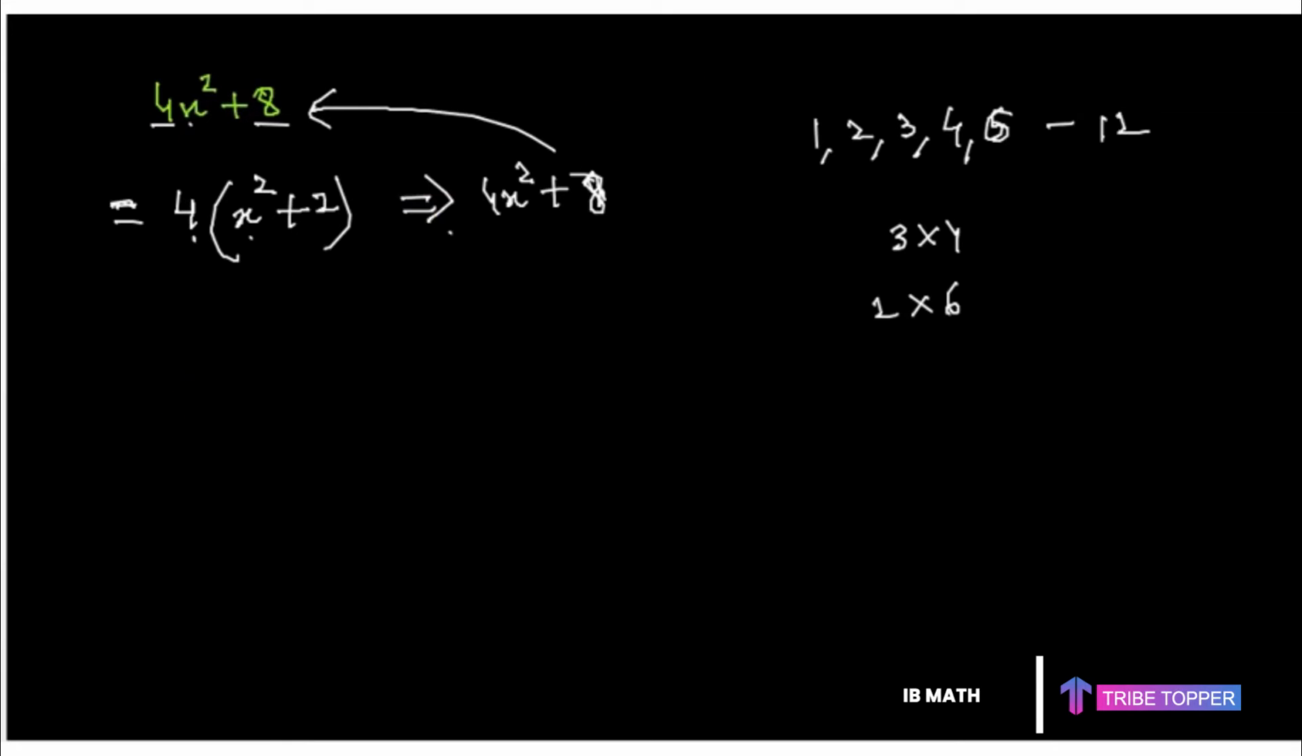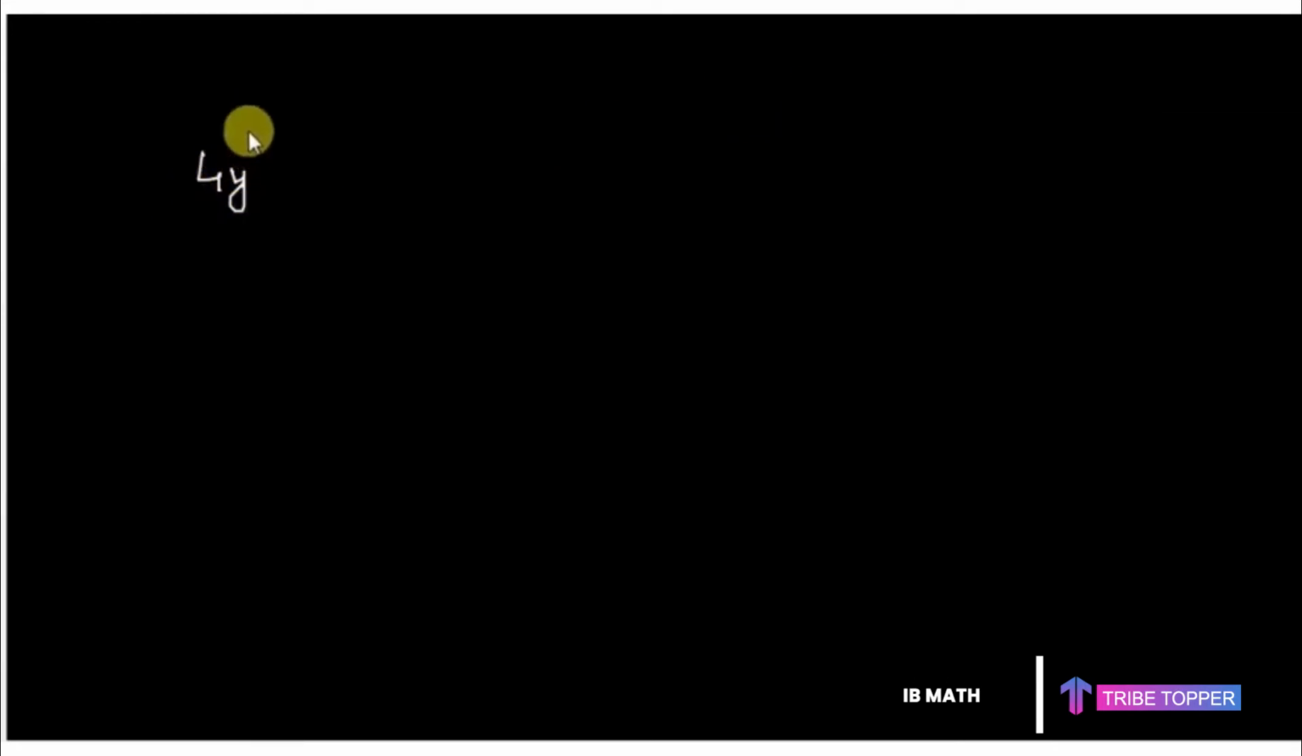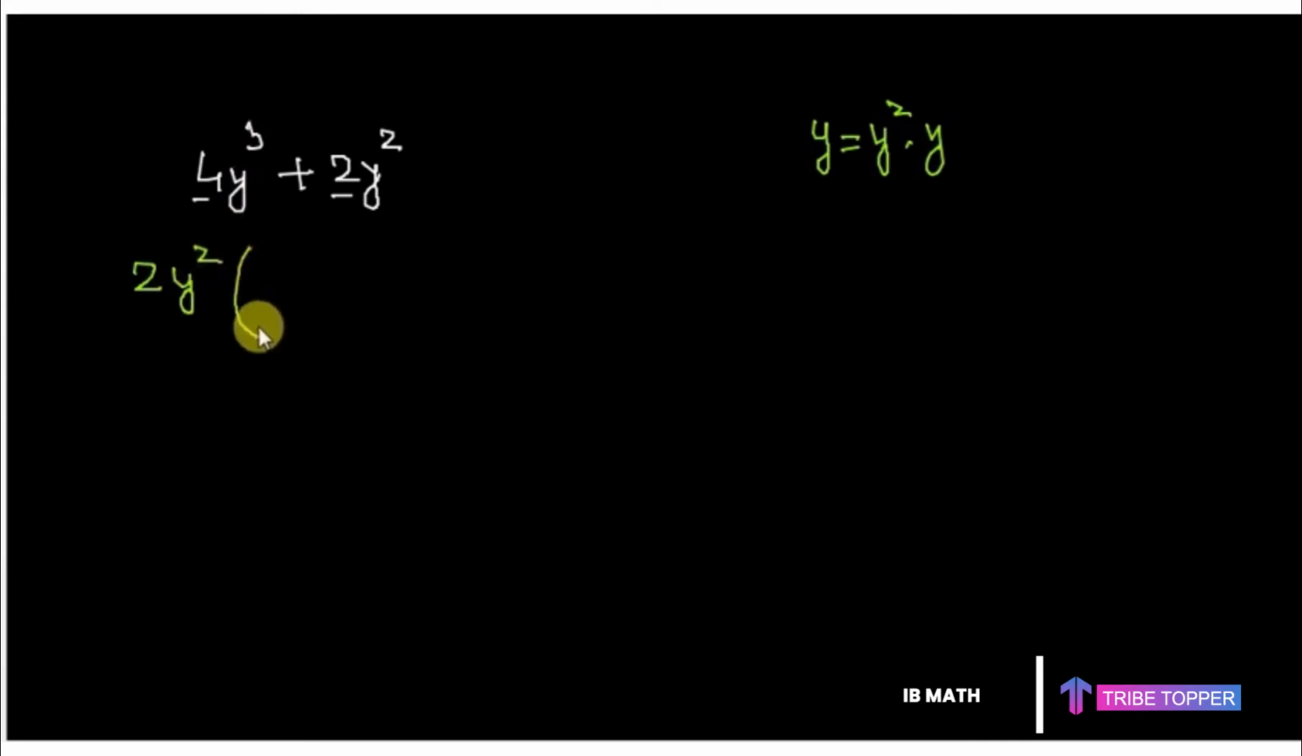Now I have another example here. 4y cube plus 2y square. Now this time it's not just the number 2 which is common, because of course the moment you look at it you get to know 4 and 2. If you're good at tables, you can immediately make out that 4 is a multiple of 2 or 2 is a factor of 4. So obviously in this example 2 would go out. But there is one more thing. Y cube is equal to y square into y, right? So that means this also has y square common. So what I'm left with inside the bracket is just 2y plus 1, because I saw that 2 is common in both the terms and y square is also common in both the terms.